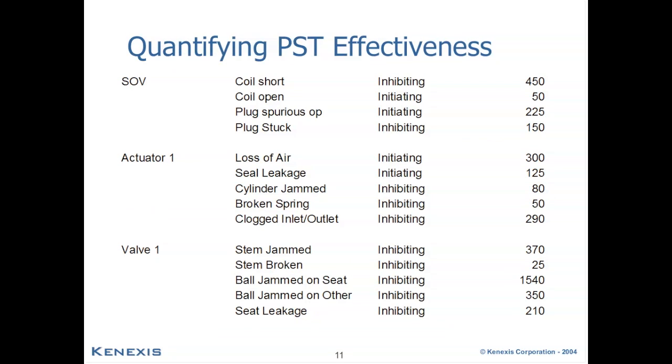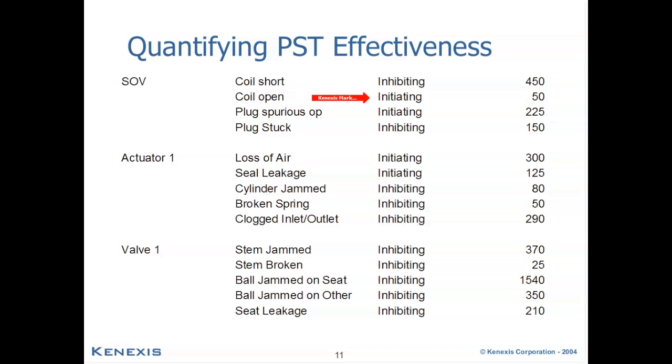So let's talk about what we would do with that FMEDA spreadsheet. Let's look at the overall system. For a shutoff valve, the system would be the solenoid valve, the actuator, and the valve itself. And for each one of these, there are going to be failure modes. So for the solenoid, I can have a short in the coil. That's going to be inhibiting. That's going to prevent the solenoid from de-energizing, which prevents your system from working.